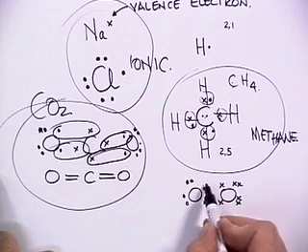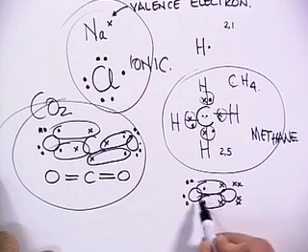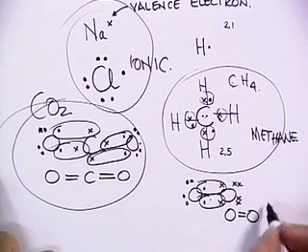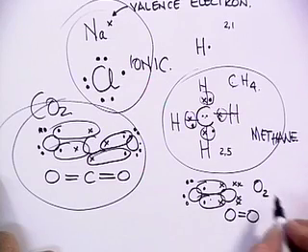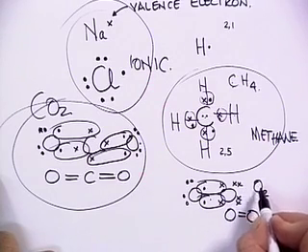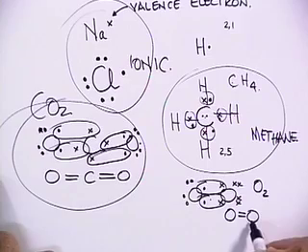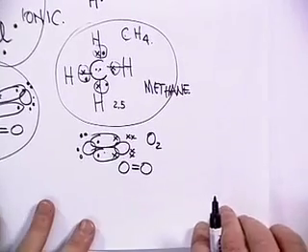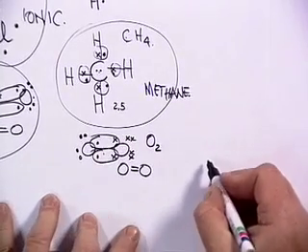5, 6. And so you see what can happen with oxygen is we can form what is called a diatomic molecule. Diatomic means two atoms. A diatomic molecule of oxygen.